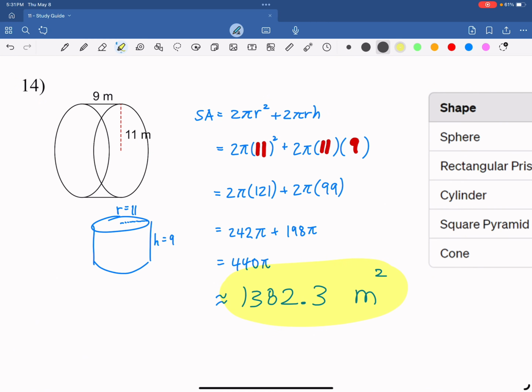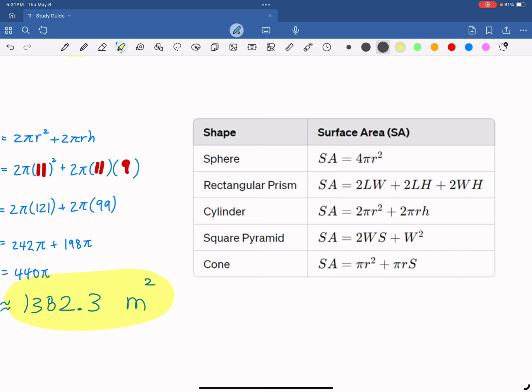Fantastic. And there you go. Here is the summary of all the surface area formulas.